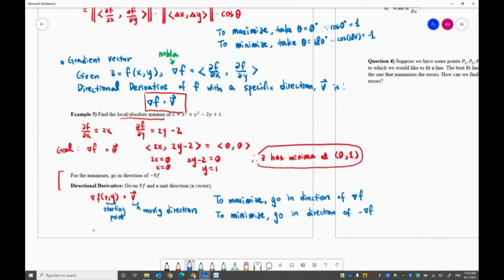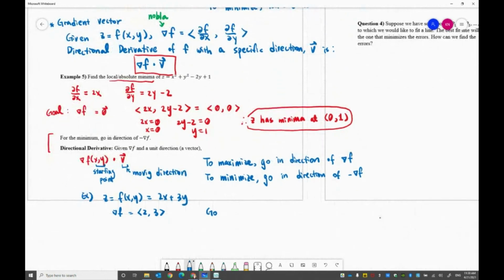So as an example, when we have a function 2x plus 3y, nabla f will be a vector with 2 and 3. So I can say go in the direction of (2, 3) to maximize, or (-2, -3) to minimize.